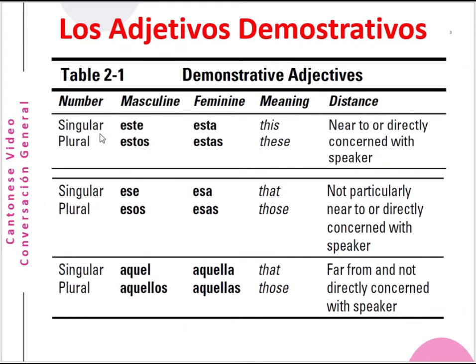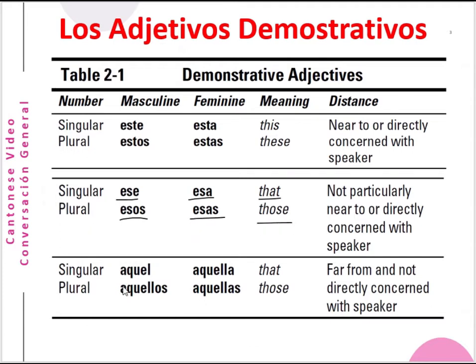For example, singular masculine, este, is this, and singular feminine, esta, is this, near to or directly concerned with the speaker. And the plural masculine, these, is estos, and the plural feminine, these, is estas. For that, the singular masculine is ese, and singular feminine is esa, not particularly near to or directly concerned with the speaker. That means it's farther away from the speaker. And the plural masculine of those is esos, and feminine is esas, those.